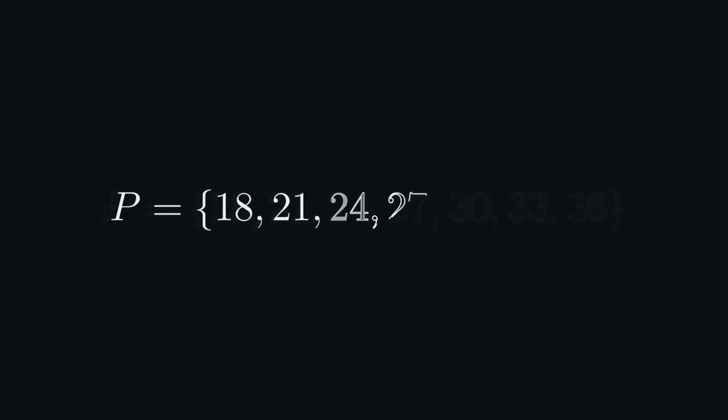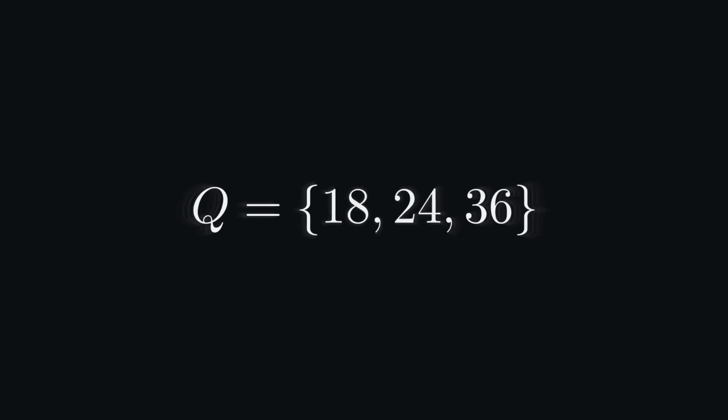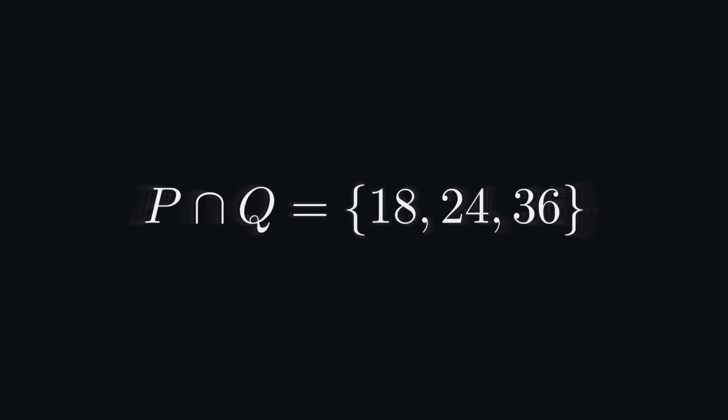Set P includes 18, 21, 24, 27, 30, 33, and 36. Set Q includes 18, 24, and 36. The common elements are 18, 24, and 36. So, P intersect Q equals 18, 24, and 36.